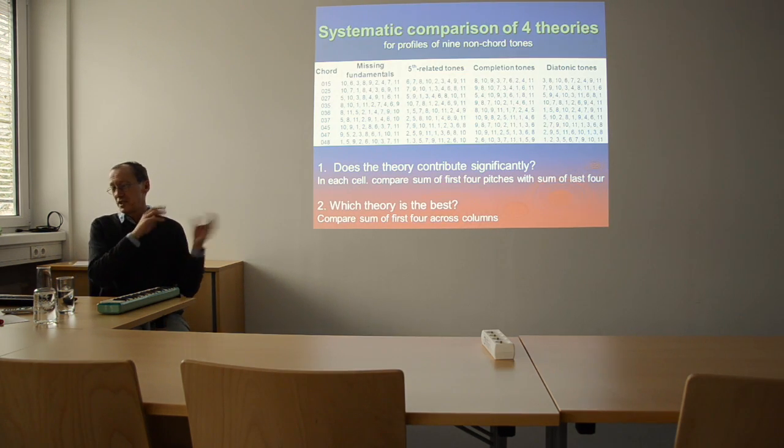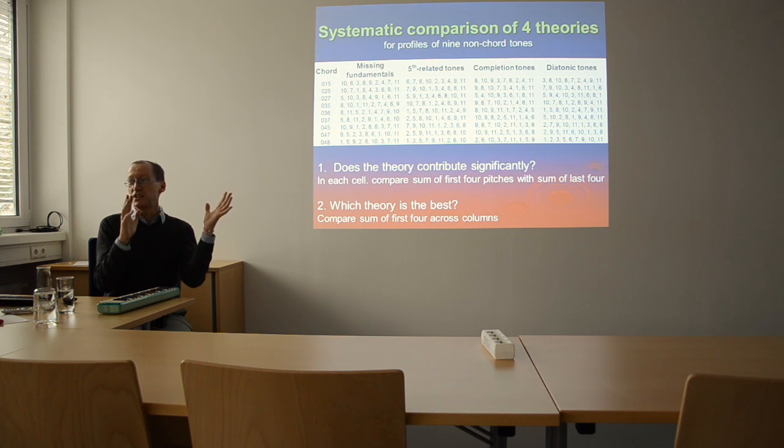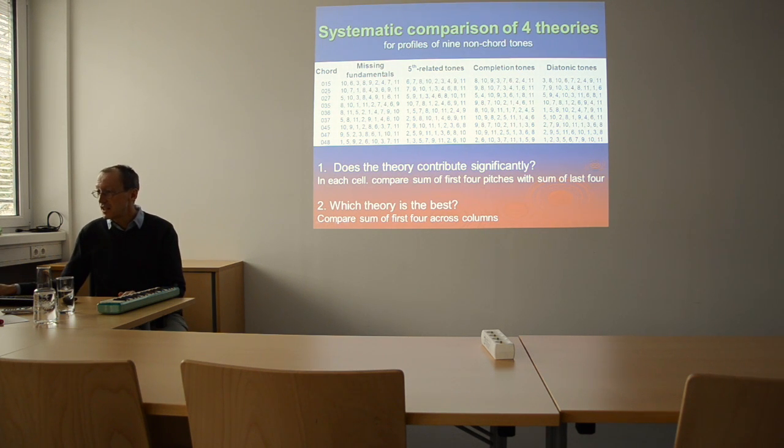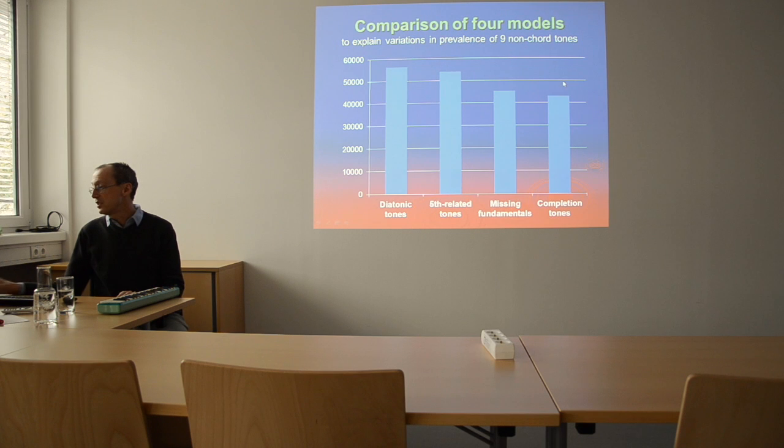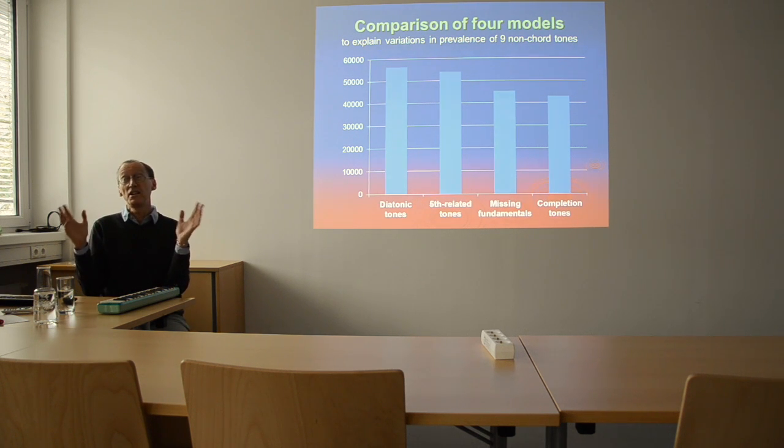And this is very complicated, but we made a very specific prediction for every chord. We've got 9 chords here. For every chord, we have a specific prediction of tones that we think will happen more often, and we systematically compared these theories with each other, whether they predict the data or not, and which one is the best one. And so from this, a very brief summary, we found out that the diatonic theory predicted most of the variation of the 9 tones which are not in the chord, right?